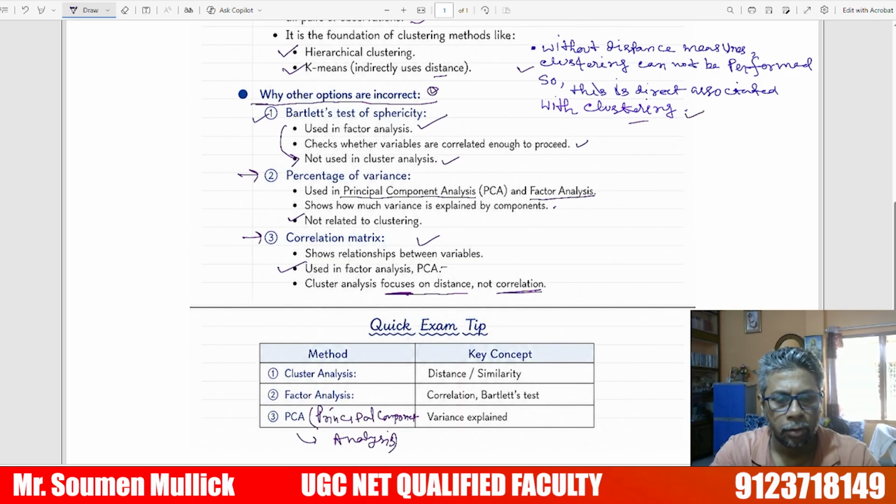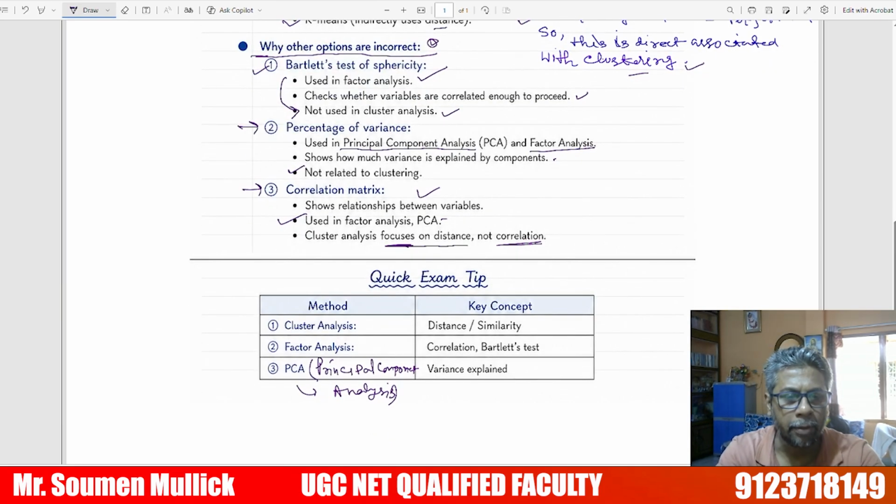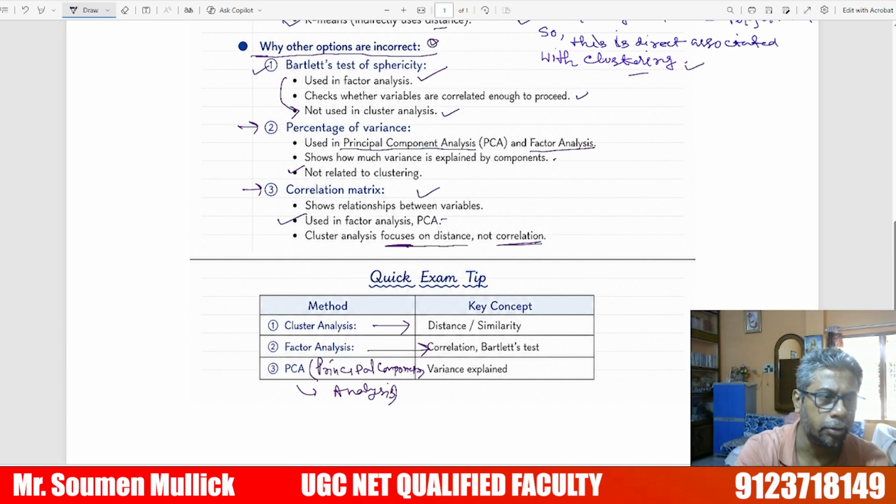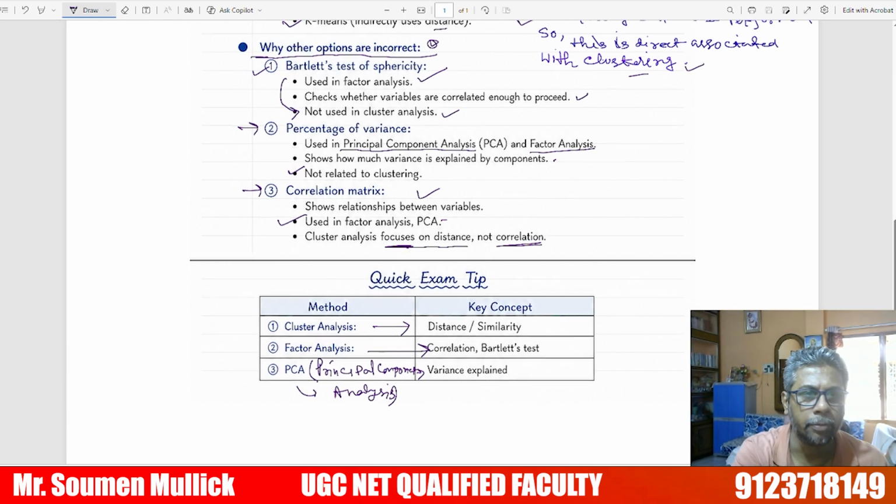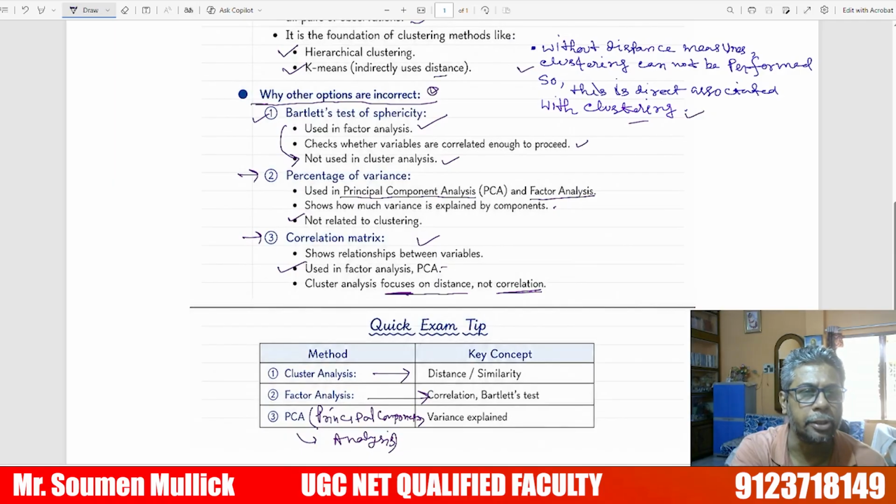Next, a quick technique to remember. Cluster analysis is related to distance and similarity. Factor analysis is related to correlation and the Bartlett test. And PCA, principal component analysis, is related to variation explained. So these are the important topics we have to remember. Next is regression analysis.